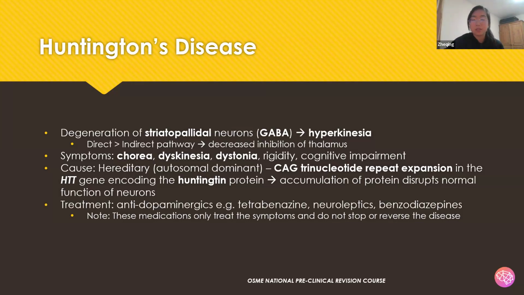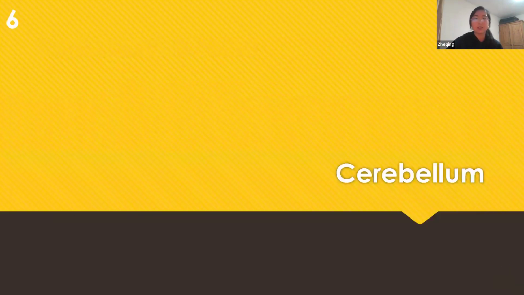So the treatment is anti-dopaminergics. And the thing is that these medications only treat the symptoms and there's no cure, and they also don't reverse the course of the disease. So it progressively gets worse even with these medications, but these medications just help to control the symptoms and improve the quality of life for the patient.